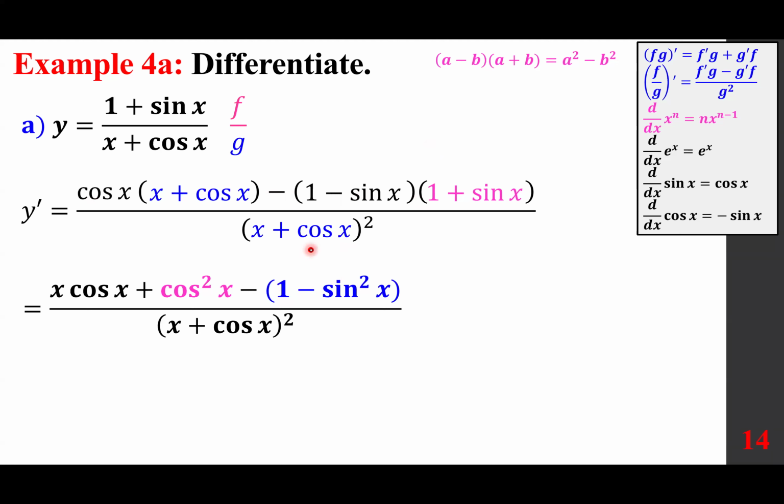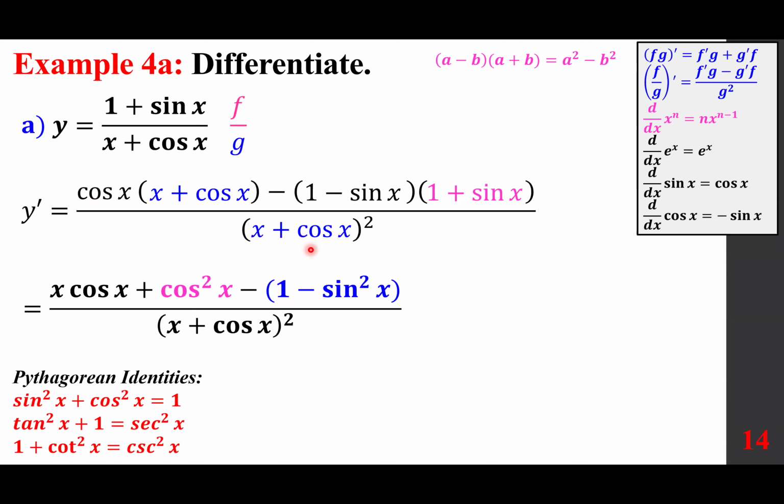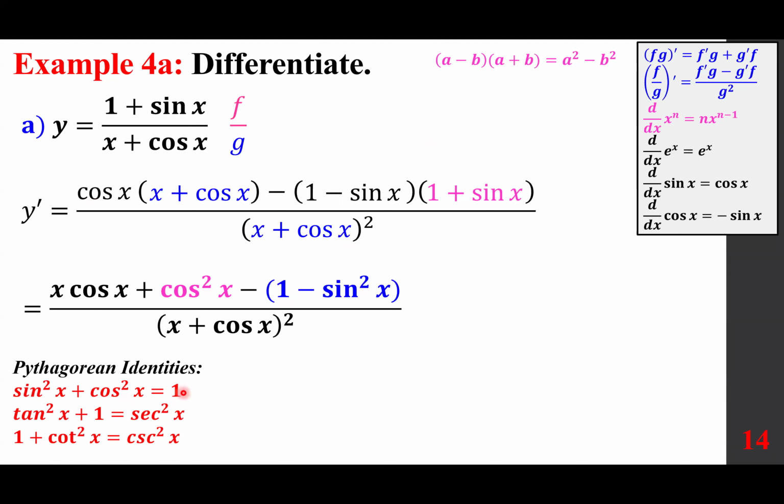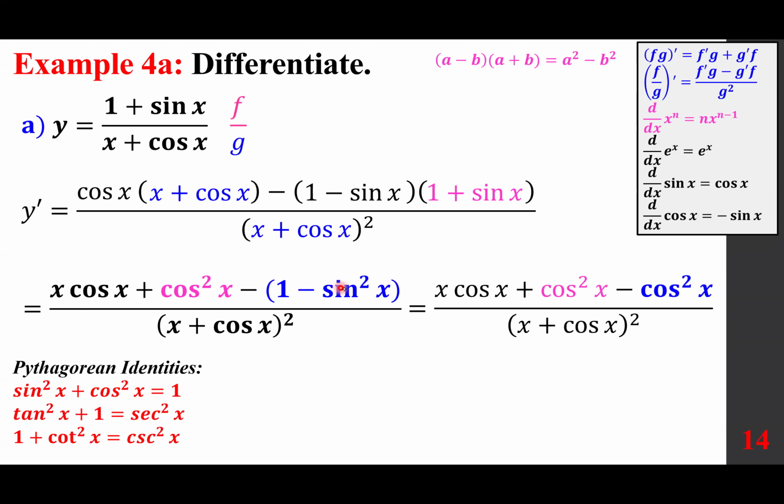The denominator is not changing. Now, reminding you of some identities known as Pythagorean identities in trigonometry. Sine squared plus cosine squared is 1. Tan squared plus 1 is secant squared. 1 plus cotangent squared is cosecant squared. So if you look at the first one, sine squared plus cosine squared is 1. Therefore, 1 minus sine squared must be cosine squared. This can be replaced by cosine squared, everybody.